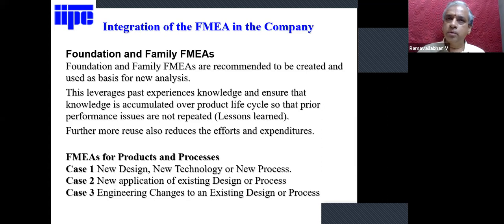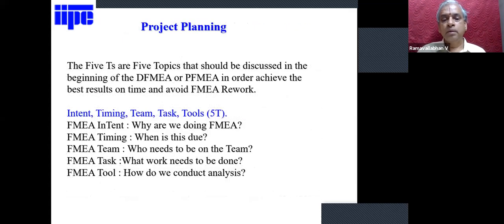So you are doing some change in your product. Whenever there is a change, there is a possibility of influencing some other defect also. So that also you have to consider. Whenever such things happen, you have to do FMEA. When you are doing FMEA, you have to start with the project planning. In project planning, we talk about 5 T's.